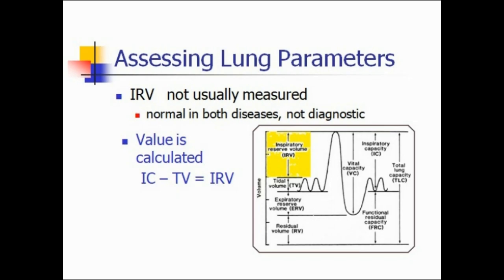Inspiratory reserve volume is one of those measurements that we usually don't measure because it's not diagnostic. It's most often normal in both disease conditions. So if we do want to know what the inspiratory reserve volume is, we simply calculate it by taking the tidal volume from the inspiratory capacity. And if you look at the graph, you can see how the bottom of the inspiratory capacity is the same level as a passive tidal exhalation.